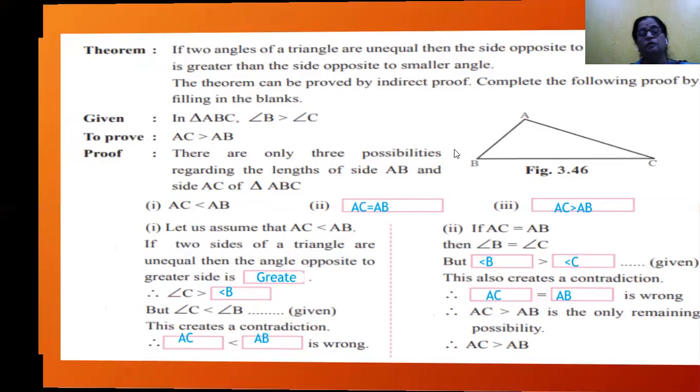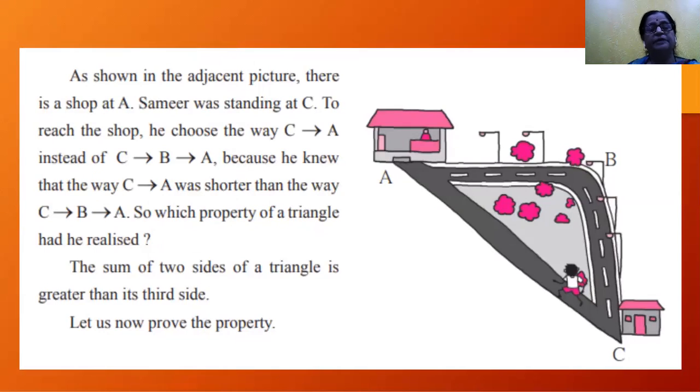And next one. Samir is standing at point C, and he reached the shop from C to A. Instead of going from C to B, B to A, he chose the way that is C to A, because AC is shorter than going from C to B and B to A.